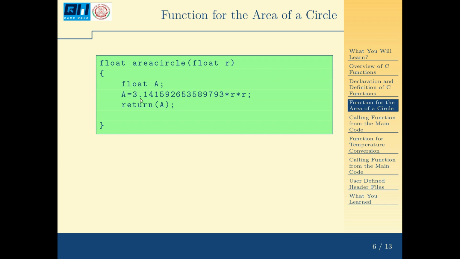Then this function should return something. So for that I use the return keyword, return a. So this function is returning the area as a float value.